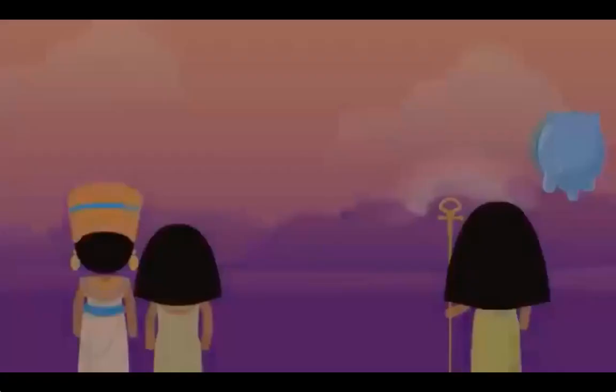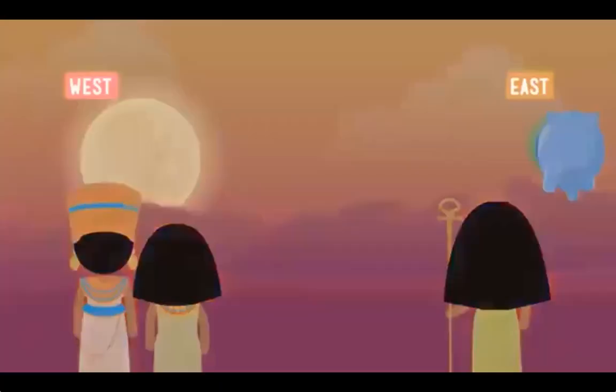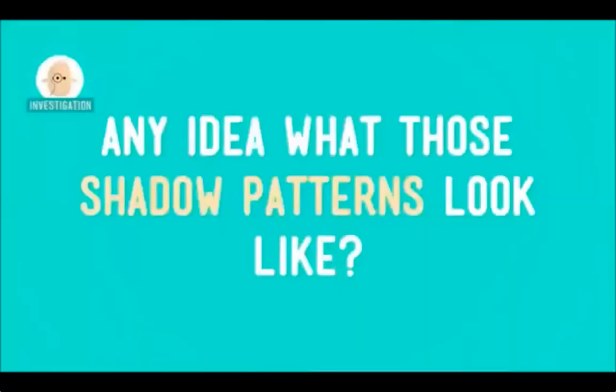These civilizations saw the sun rising in the east and setting in the west, day after day. Soon they were able to guess what time it was based on where the sun was on its path from east to west. Cool, huh? And since the movement of the sun follows patterns during the day, so does the movement of shadows. Any idea what those shadow patterns might look like? Let's find out.